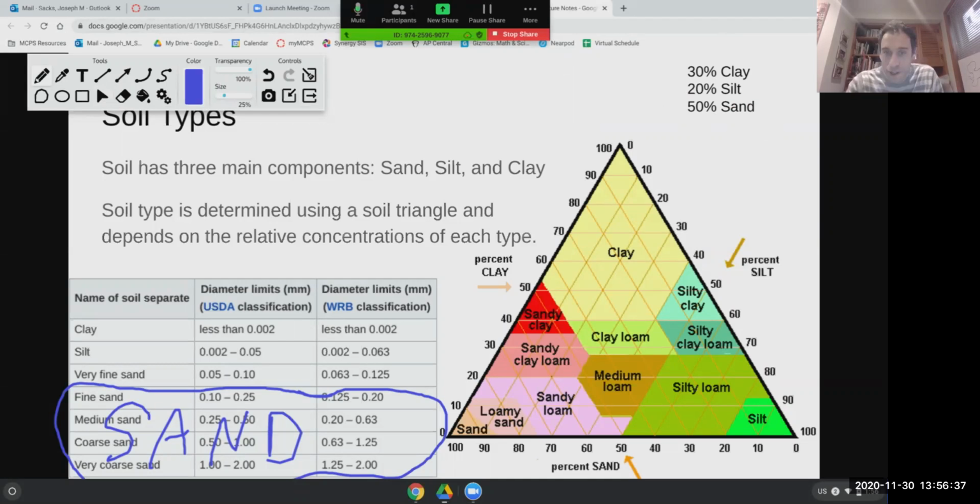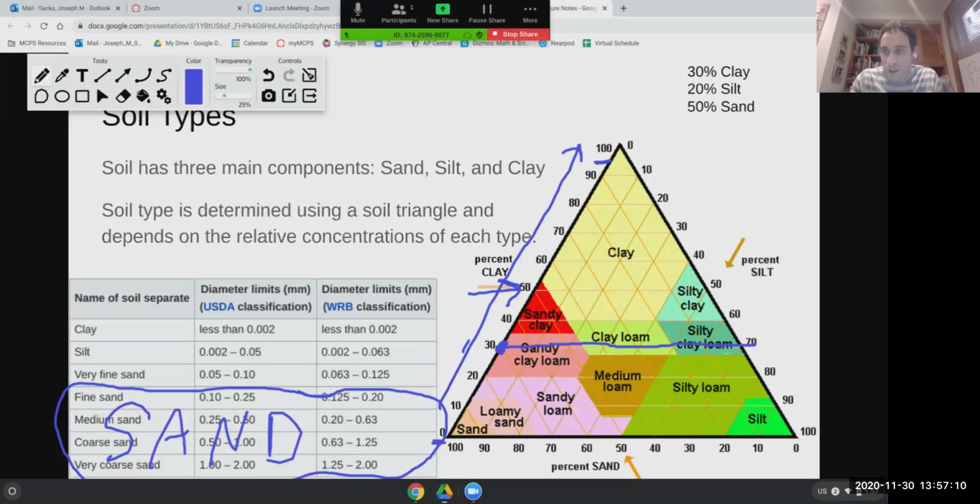We'll start with our 30% clay. Here is our clay on this side of the soil triangle, going from 0 up to 100. And I have 30%, so I'll make a dot right at 30%. For my clay, I follow the contours horizontally straight across to the right. So I'm going to draw a line right on that 30% line.